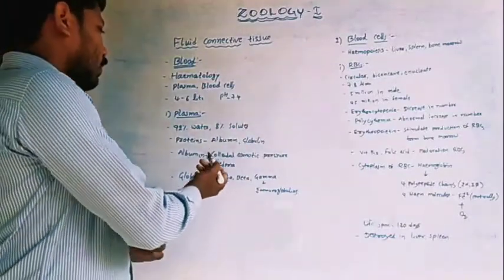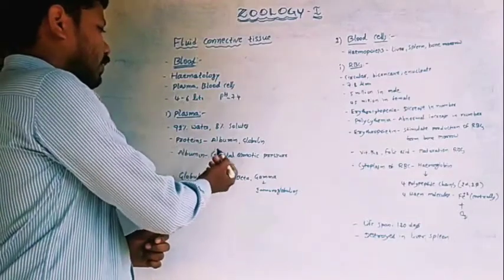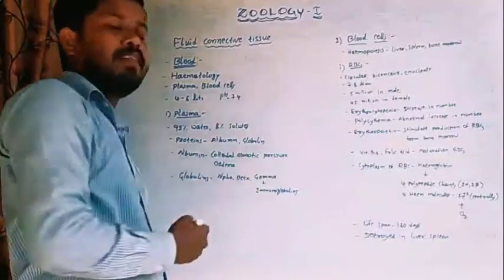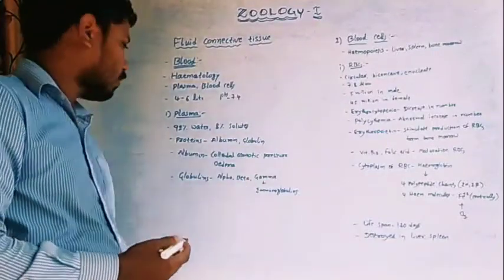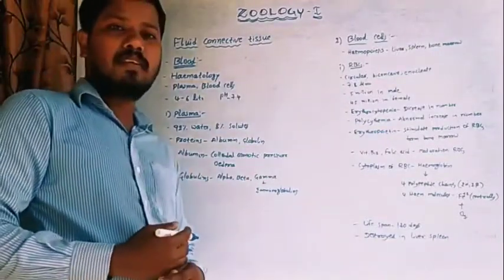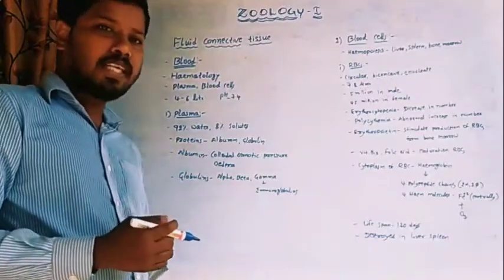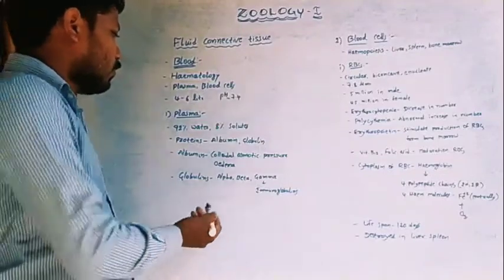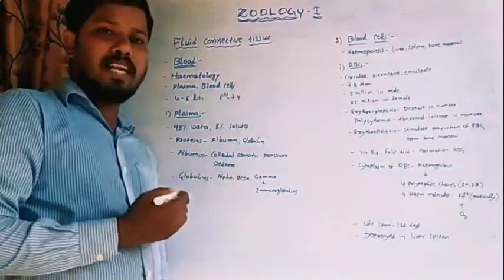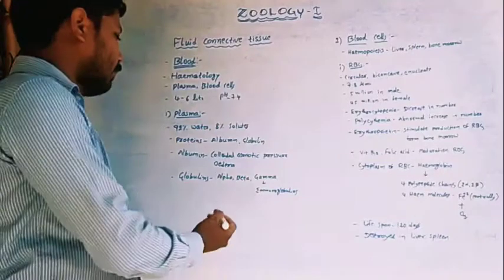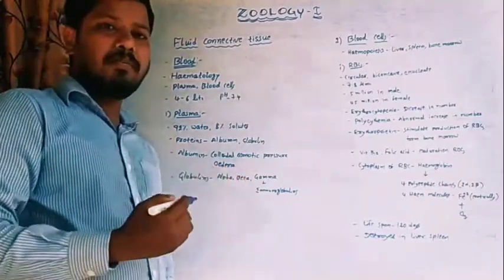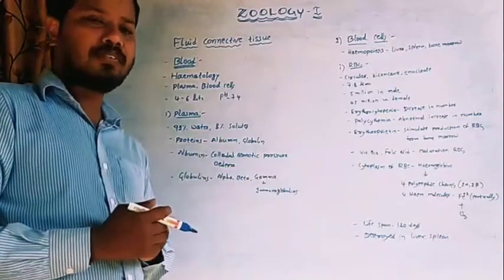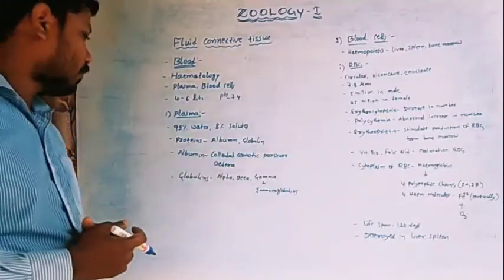Plasma consists of serum proteins such as albumins and globulins. Albumins are responsible for the colloidal osmotic pressure. When the albumin level falls, it leads to edema. Edema means the accumulation of fluids in the tissues.